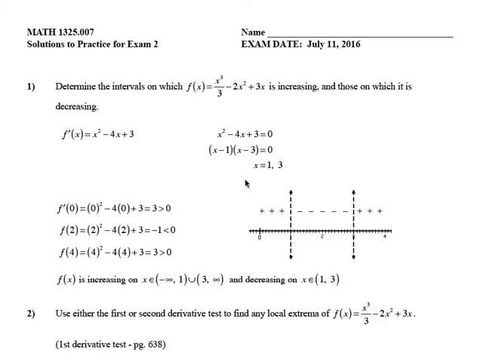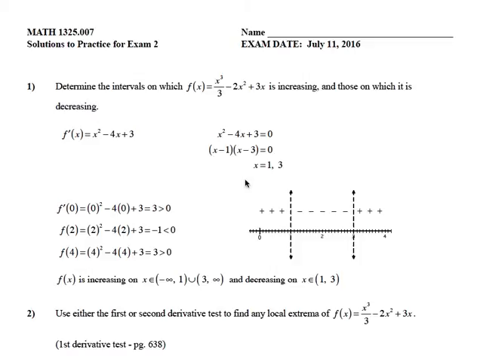Here's the review for our next exam, Exam 2, the first part at least, and we begin with question 1. Question 1 asks us to determine the intervals on which this function, x cubed over 3 minus 2x squared plus 3x, is increasing, and those intervals on which it is decreasing.